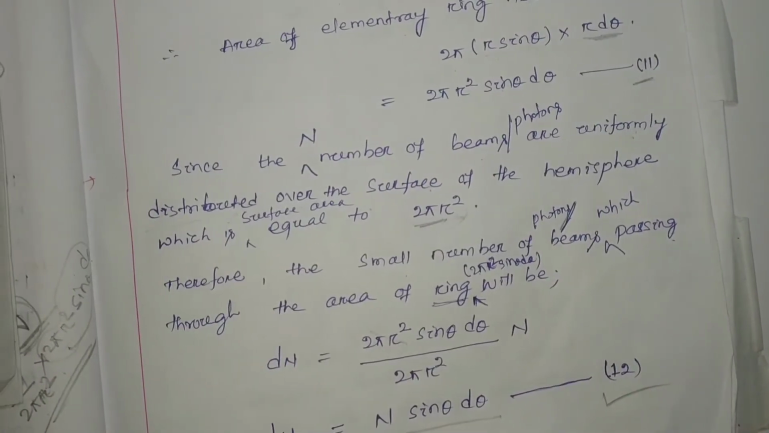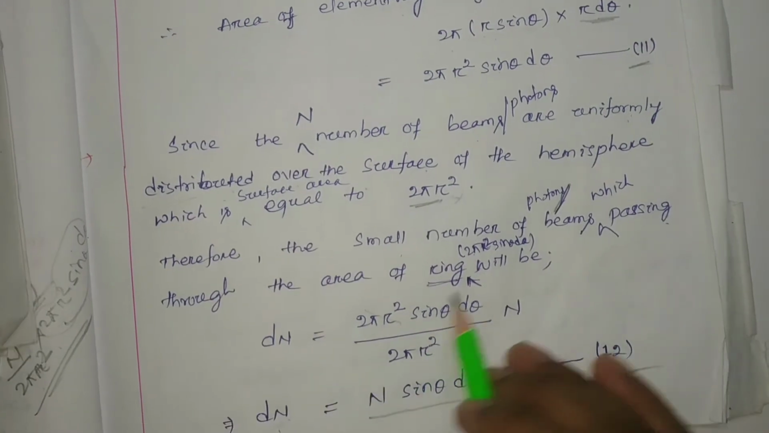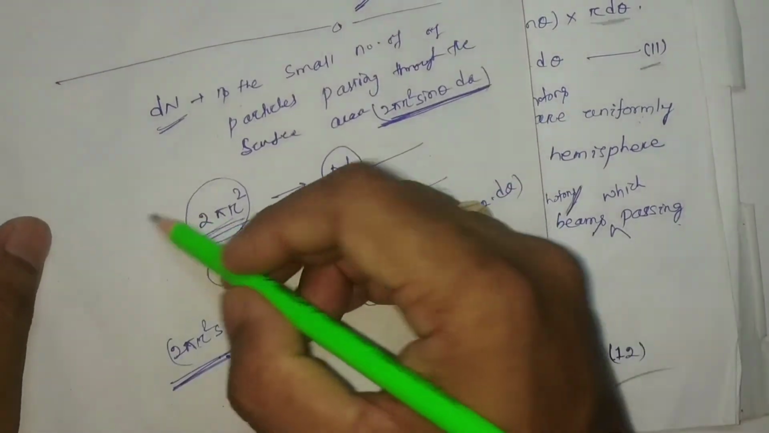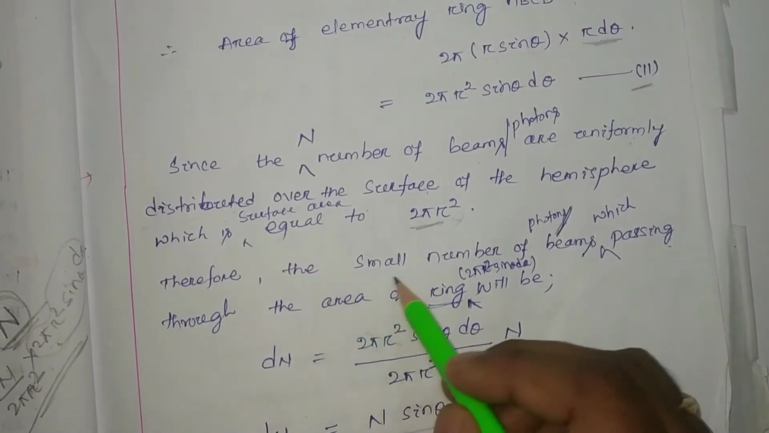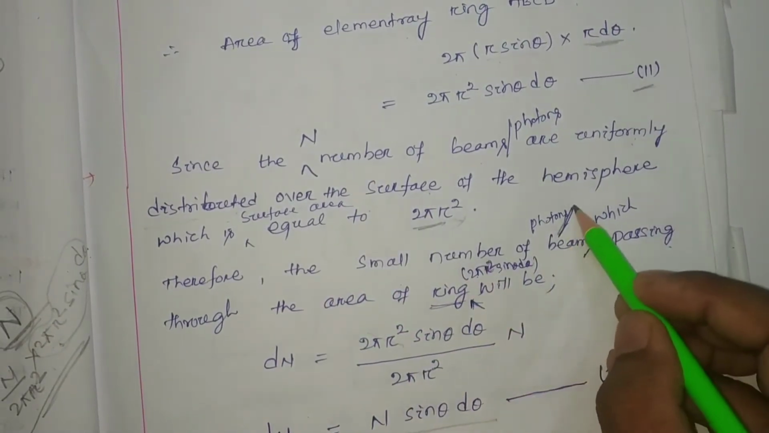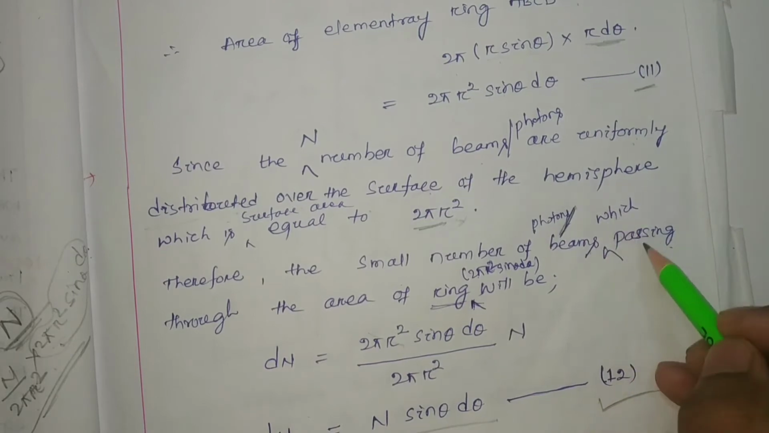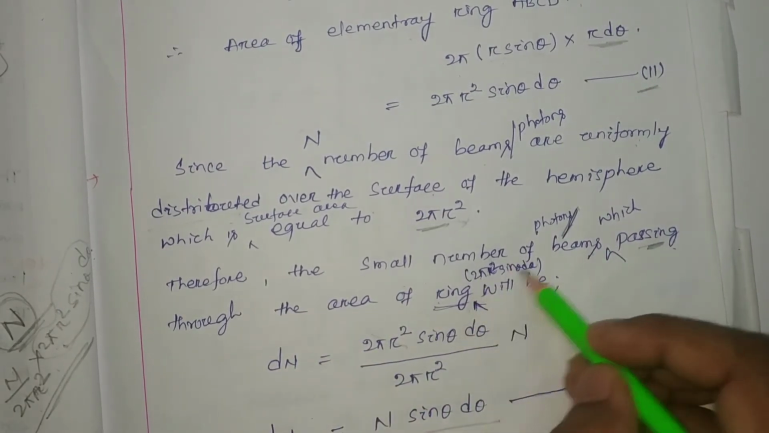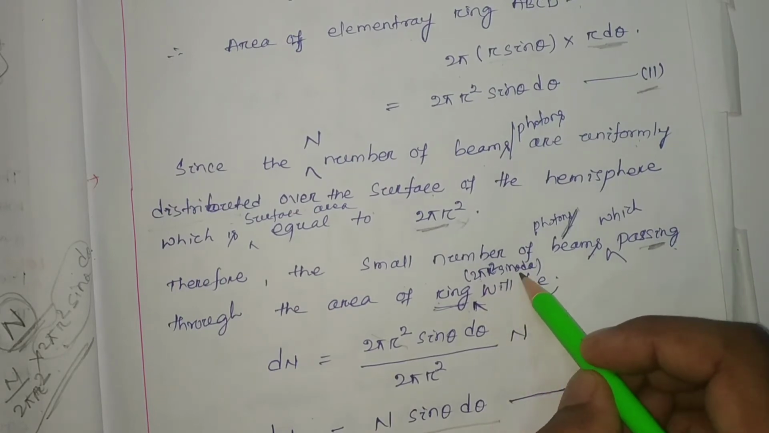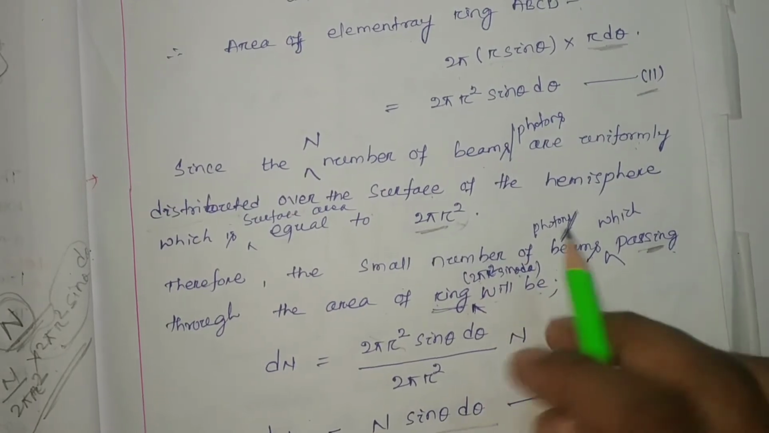I have been directly written. Here is the explanation. Therefore, the small number of photons or beams which are passing through the area of the ring, in brackets 2 pi r square sine theta d theta, will be how much?